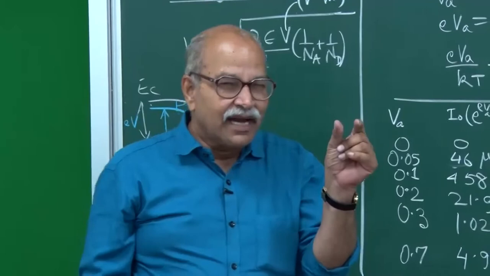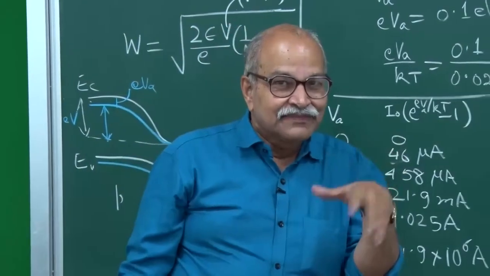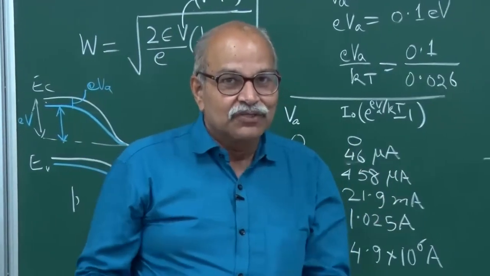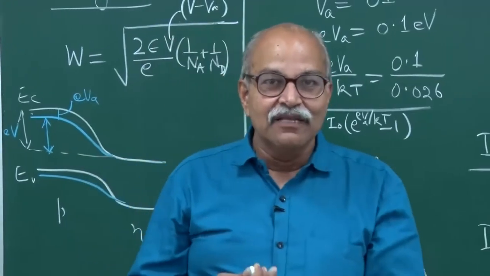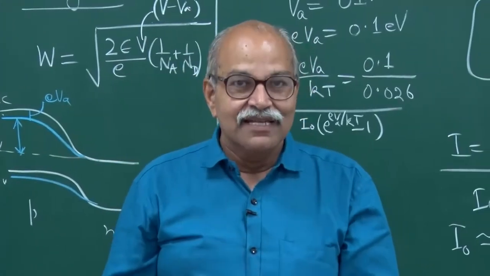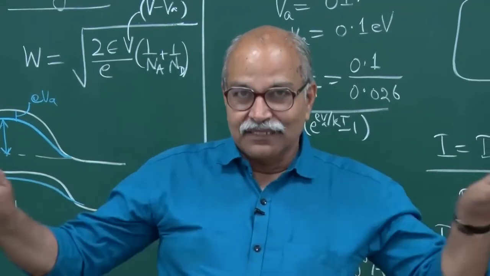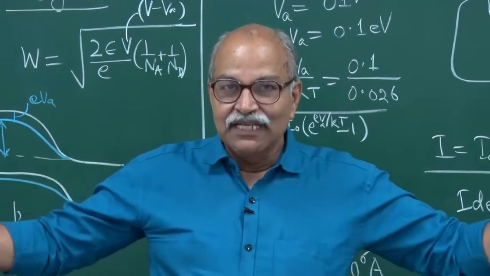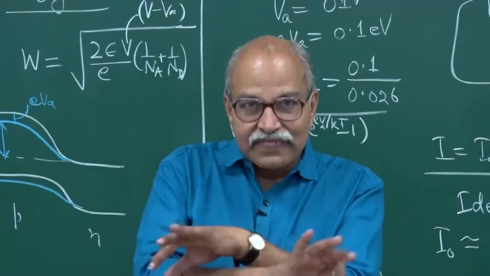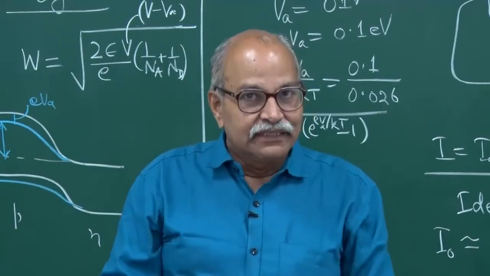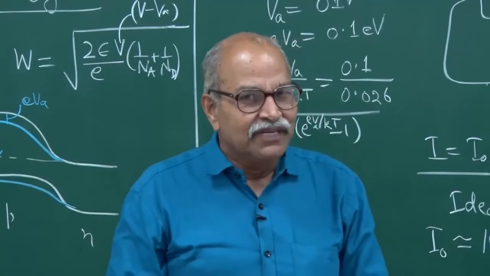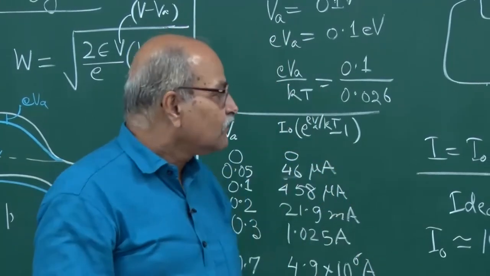And that has some effect on the current also, because all that thermal generation of electron hole pairs is in the depletion layer. It's in other places also, but that is an equilibrium situation. Here, because of the electric field, you have the drift and all those things, so some effect will be there.